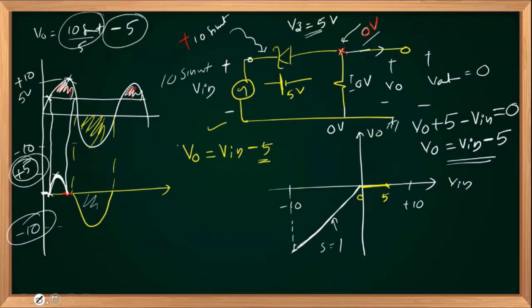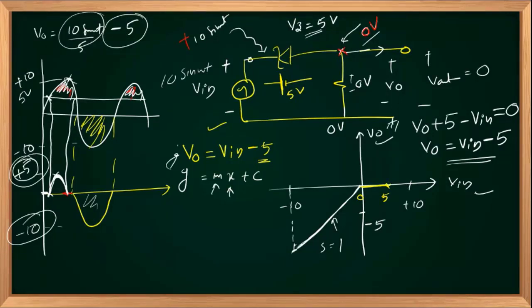This equation is of the form y equals mx plus c. Y is my V out on the y axis. V in is my x on the x axis. M is the slope, so slope will be 1 in this case. Y intercept is c, its value will be minus 5. So a linear curve, a straight line passing through 5 and minus 5 with a slope of 1.